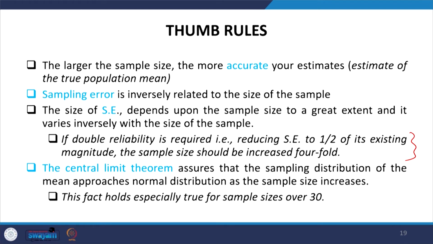What do you mean by central limit theorem? This assures that the sampling distribution of the mean approaches the normal distribution as the sample size increases. This is what we will be drawing every time in our sample. It should be representative, that is what is suggested by the central limit theorem. The fact holds especially true for sample sizes over 30, which approach a normal distribution. The smaller your sample size, the more likely you have outliers, unusual pieces of data, and these are usually skewed.